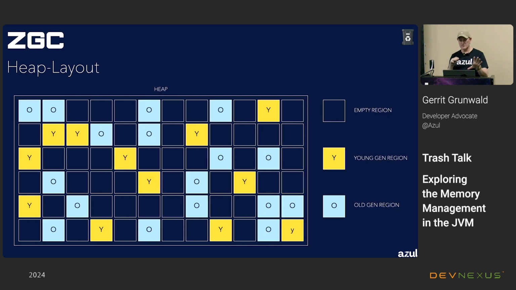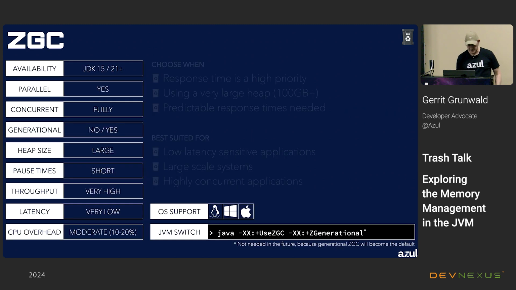So we have, again, very similar to the G1 collector. So we have these regions, and we move things around in these regions. Okay. I won't go into detail on that one, because the next collector that I will show you has exactly the same algorithm, and it looks like this one took some ideas of the other one. So we will talk about that.